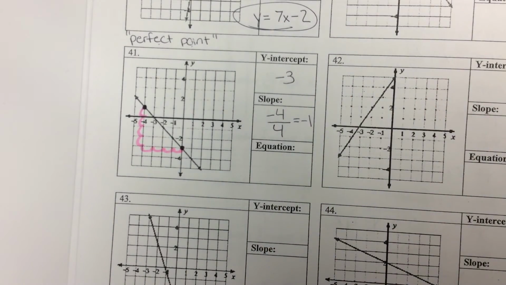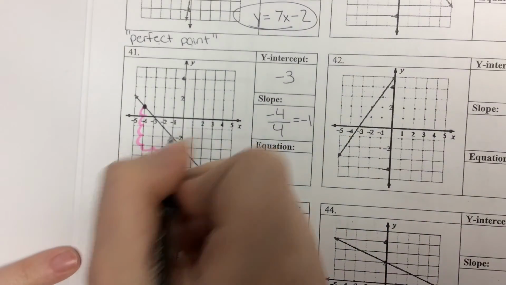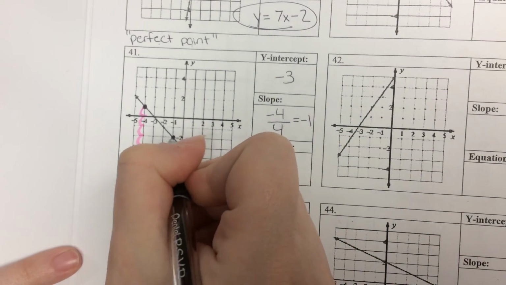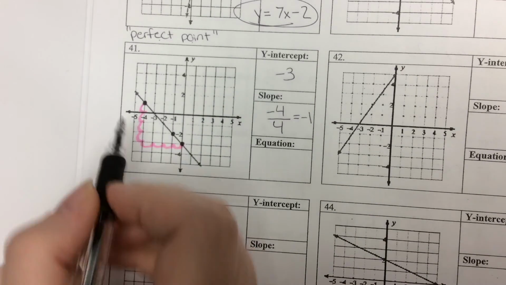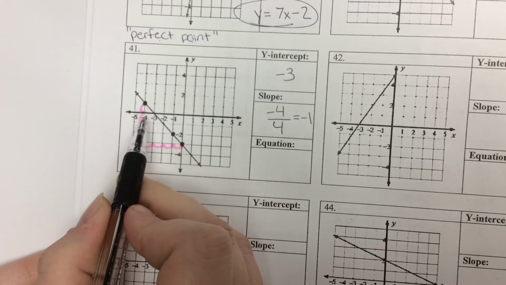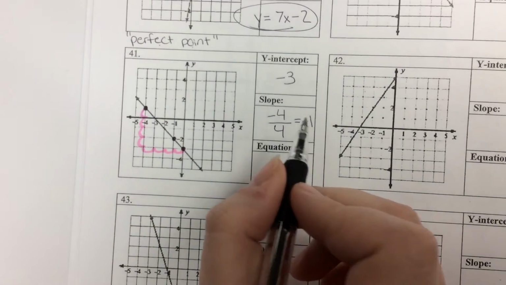Okay? And we could have figured that out from any of the other perfect points that are closer. Like, for example, if I had looked at this perfect point, that would have been down 1 over 1. So each time that we have a perfect point, we're going down 1 over 1, down 1 over 1, down 1 over 1. So yes, our slope is negative 1.